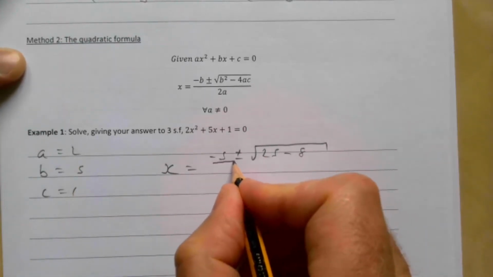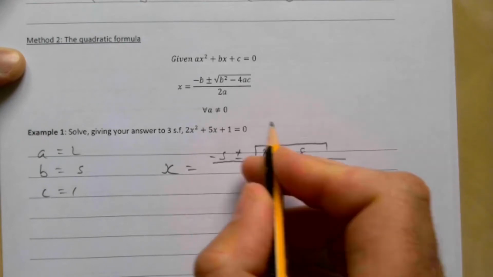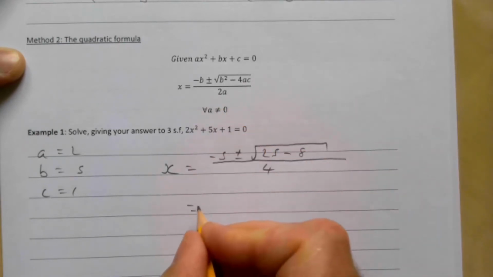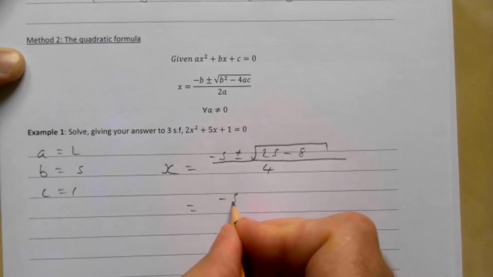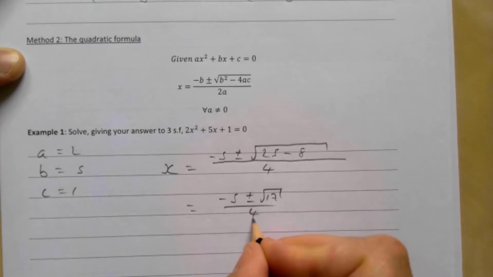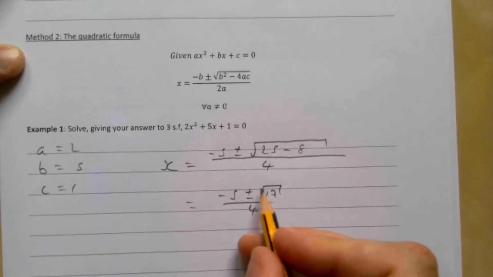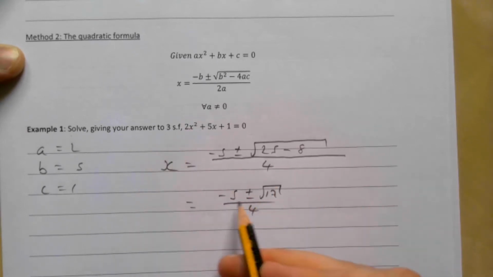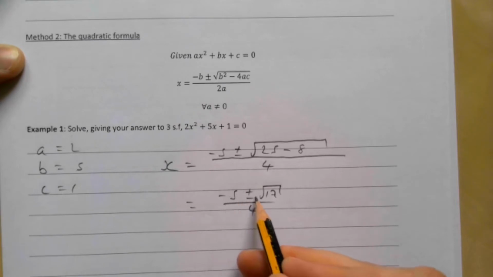so it'll be 8, all over then 2a, so that's going to give us 4. That gives us minus 5 plus or minus the square root of 17 all over 4. And to be honest, quite often in maths and at A-level maths, we like the answer given like that. That's an exact answer, but here we've been asked to give it to three significant figures, so you want to pop that in your calculator.